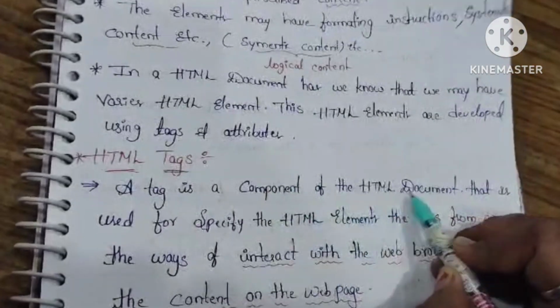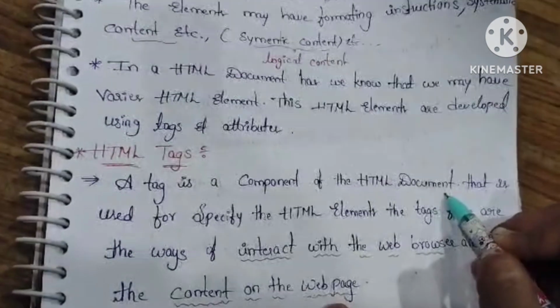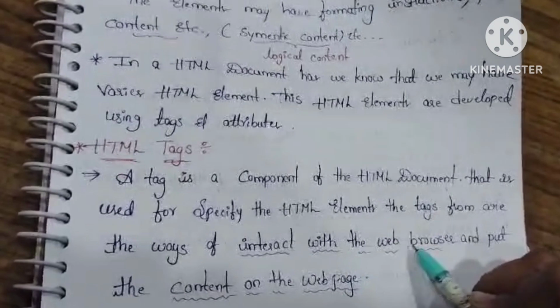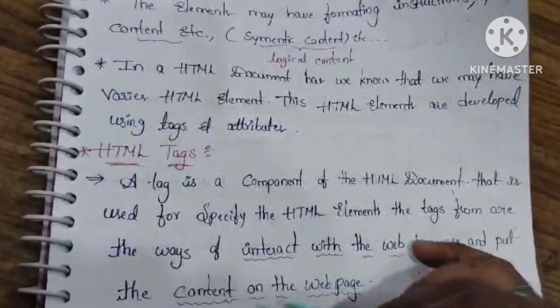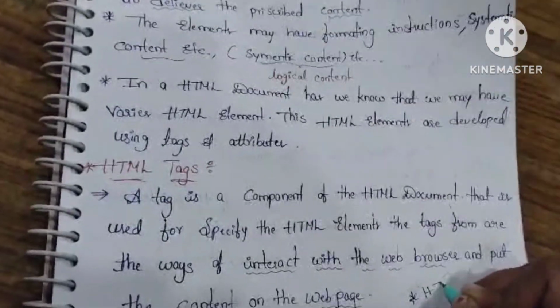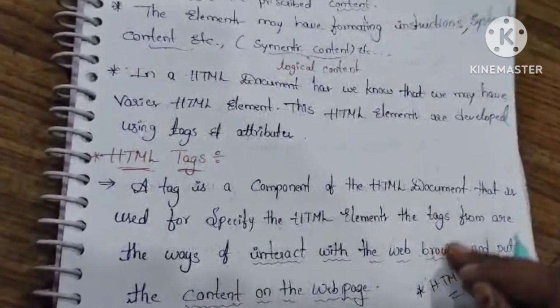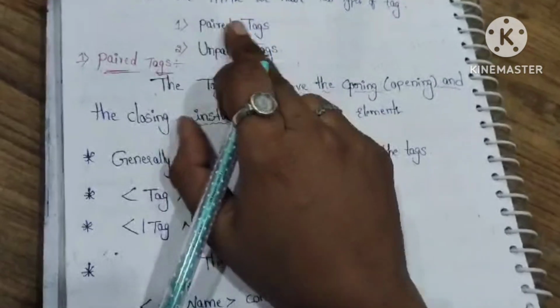Next is HTML tags. So here, what is the HTML tag? A tag is a component of the HTML document which interacts with the web browser. The HTML tag interacts with the web browser and puts the content on the web page. Okay. Here the tag is used to interact with the web browser. And we write the particular content in the HTML page.